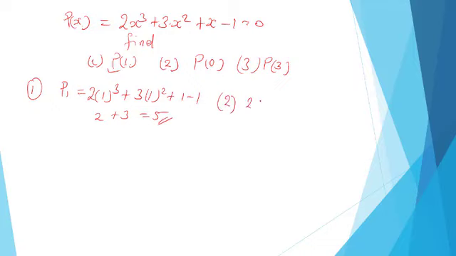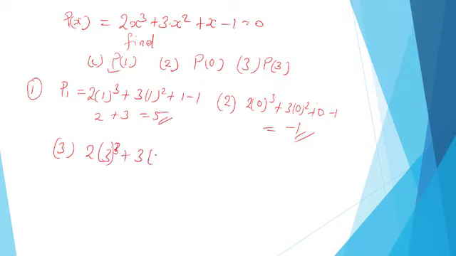We now have 2(0) raised to the power of 3 plus 3(0) squared plus 0 minus 1, and with this, this is 0, this is 0, this also 0, so your answer is minus 1. Now let's do for p3, which is the third one. We now replace x with 3. We have 2 in bracket 3 raised to the power 3 plus 3 in bracket 3 squared plus 3 minus 1.